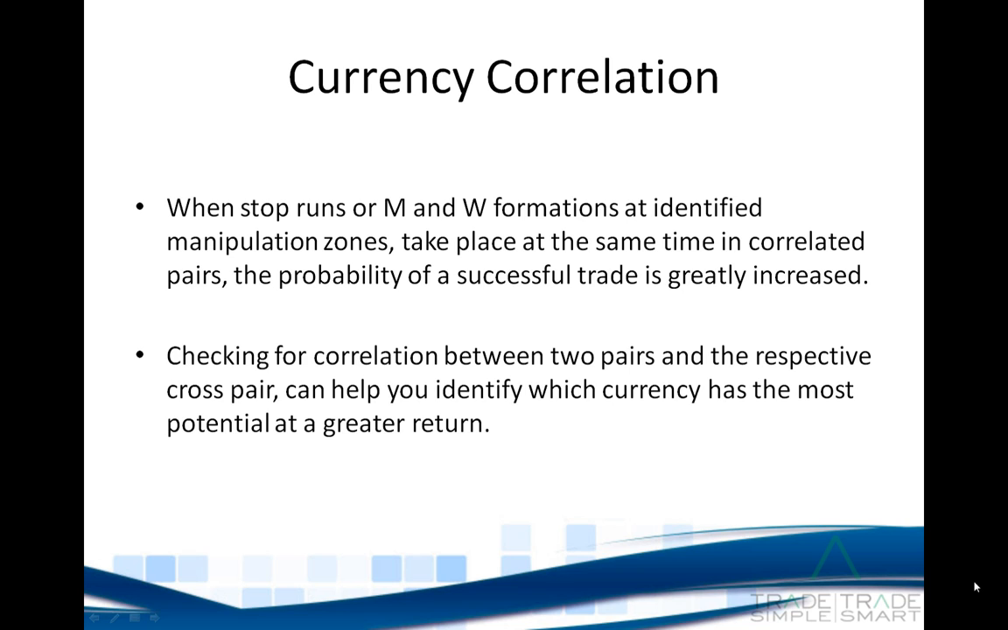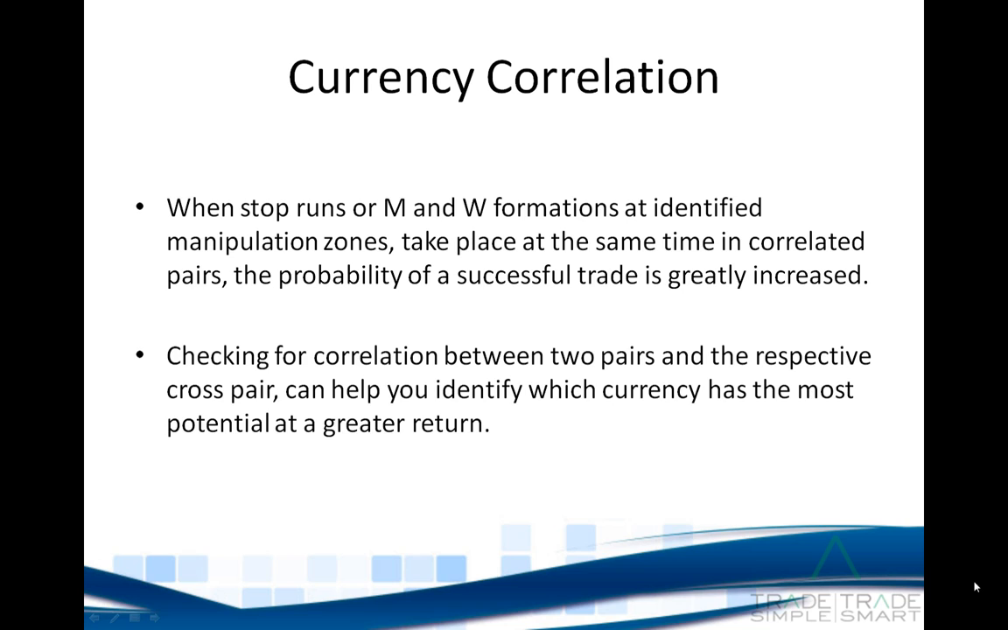So checking for correlation between two pairs and the respective cross pair can help you to identify which currency pair has the most potential at a greater return. So what do I mean by this? Well, if you're looking at the euro dollar and the sterling against the dollar, and you have identified that a stop run is taking place within a relatively narrow time frame at identified levels, you will have the problem of choosing which currency pair to trade over the other.